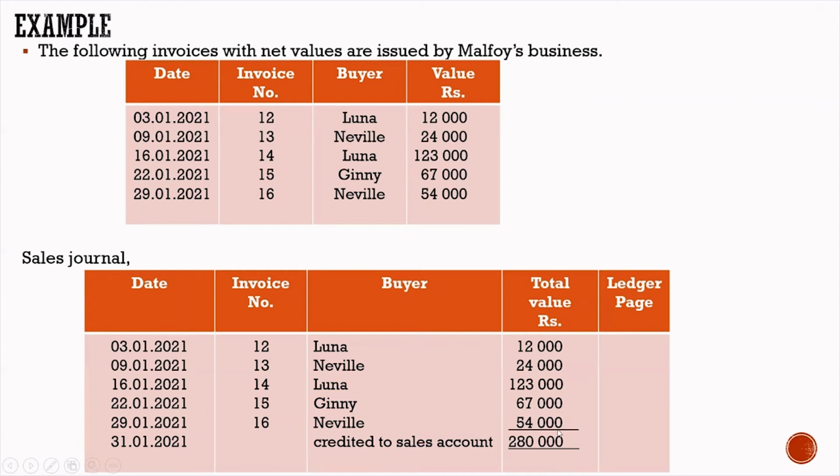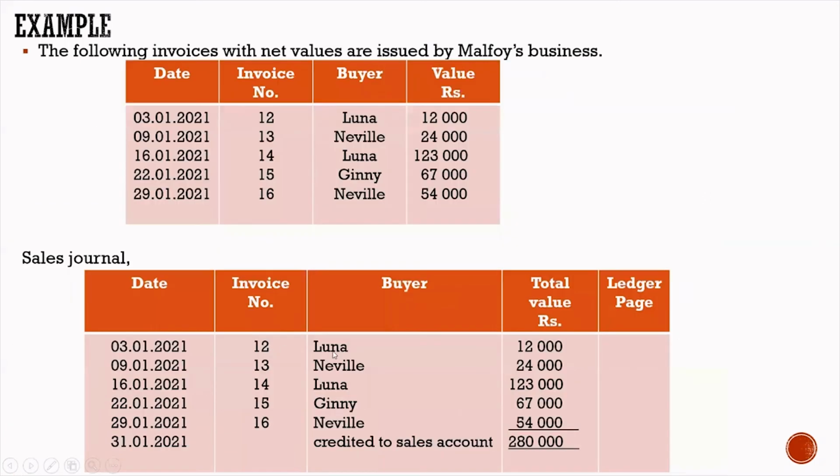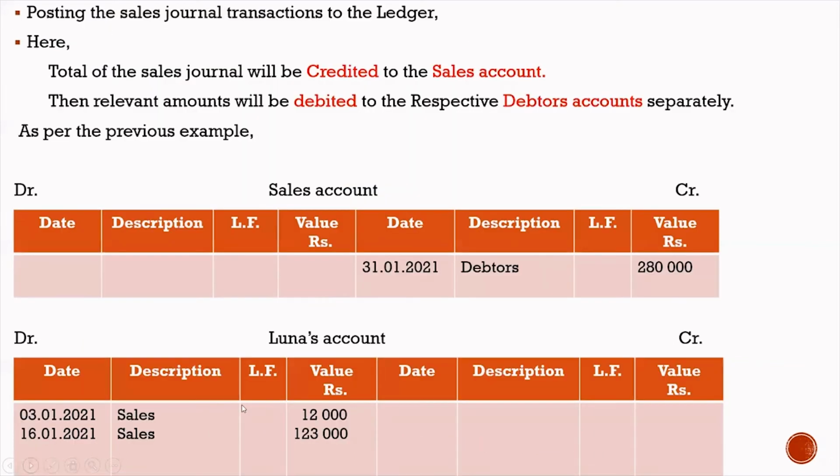After we record, the total will go to the sales account as one entry, while the relevant debtors will have separate debit entries. The sales account total will be credited as one entry, while on the particular debtor's account, we will have two records. Why do we have two records here? Because she has two invoices. Luna has two invoice numbers, right? So we have recorded that here.